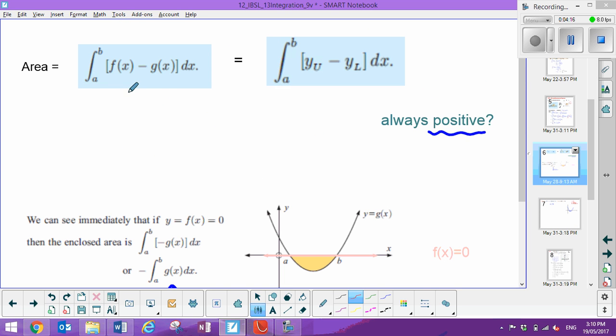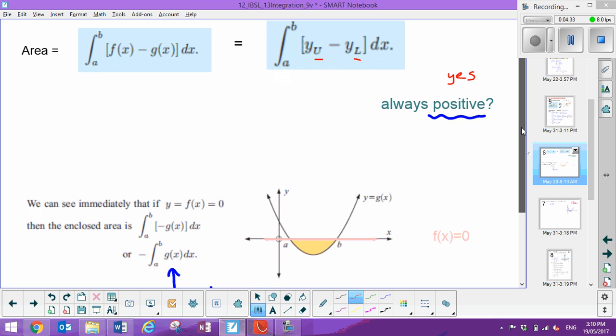So the integral from a to b of f of x minus g of x is the same as the upper minus the lower. This is always positive because we're shifting everything into the positive region, and therefore the area between them is positive. So yes, it is always positive.